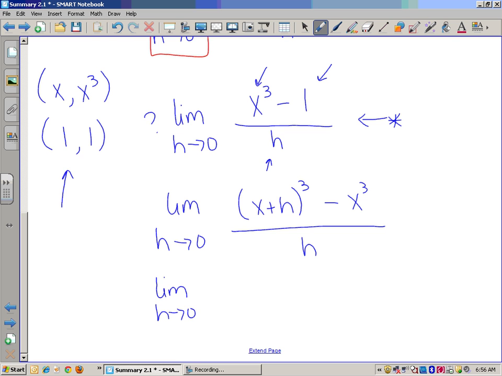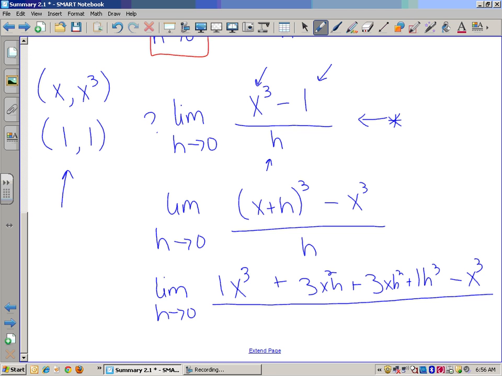h goes to 0. So 1, 3, 3, 1: x cubed, x squared, x, h squared, h, and plus, and plus, and plus. I'm using Pascal's triangle because that's easier for me. And then I'm going to minus the x cubed. If you don't remember Pascal's triangle, yes, you are going to have to expand that. Okay, you can do that on the side if you need to. And then that's all over h.